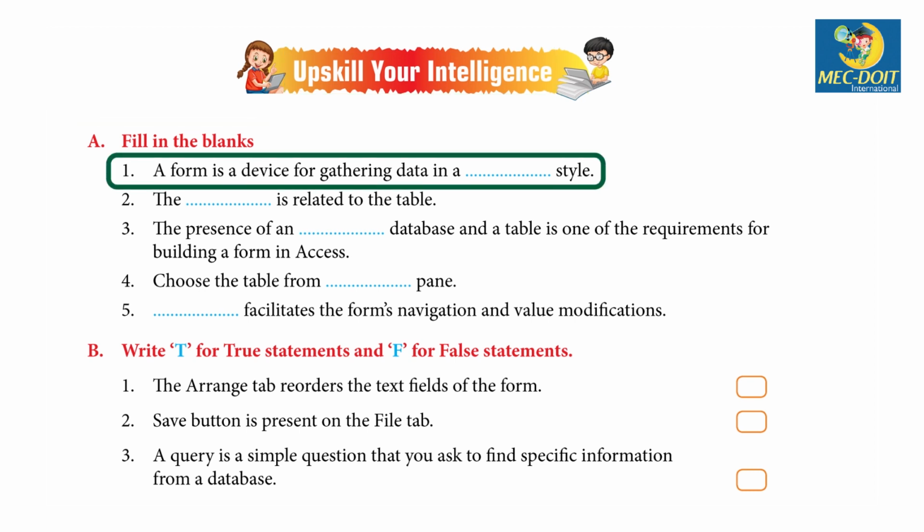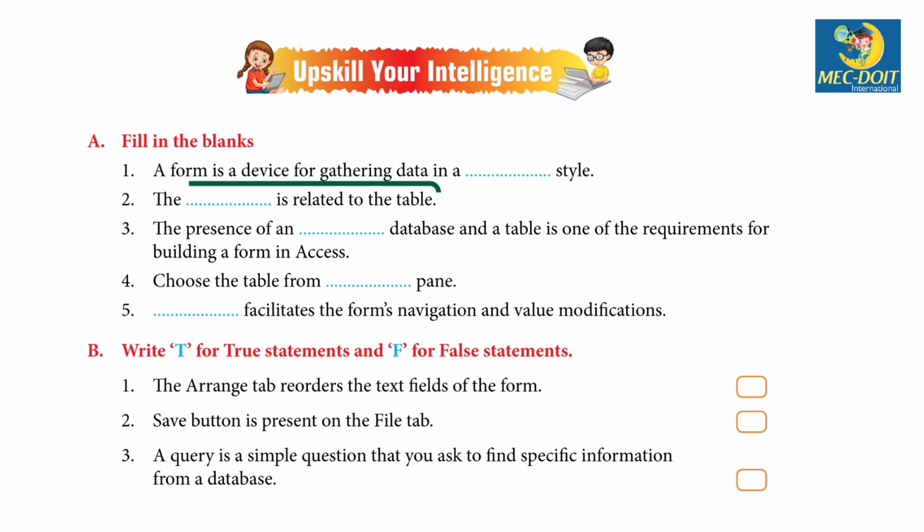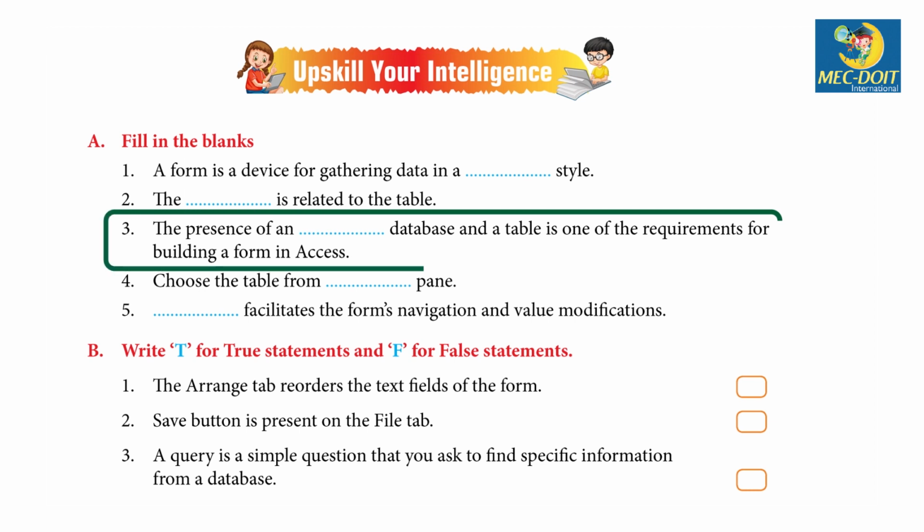1. A form is a device for gathering data in a dash style. Answer: sequential. 2. The dash is related to the table. Answer: form. 3. The presence of a dash database and the table is one of the requirements for building a form in Access. Answer: operational.